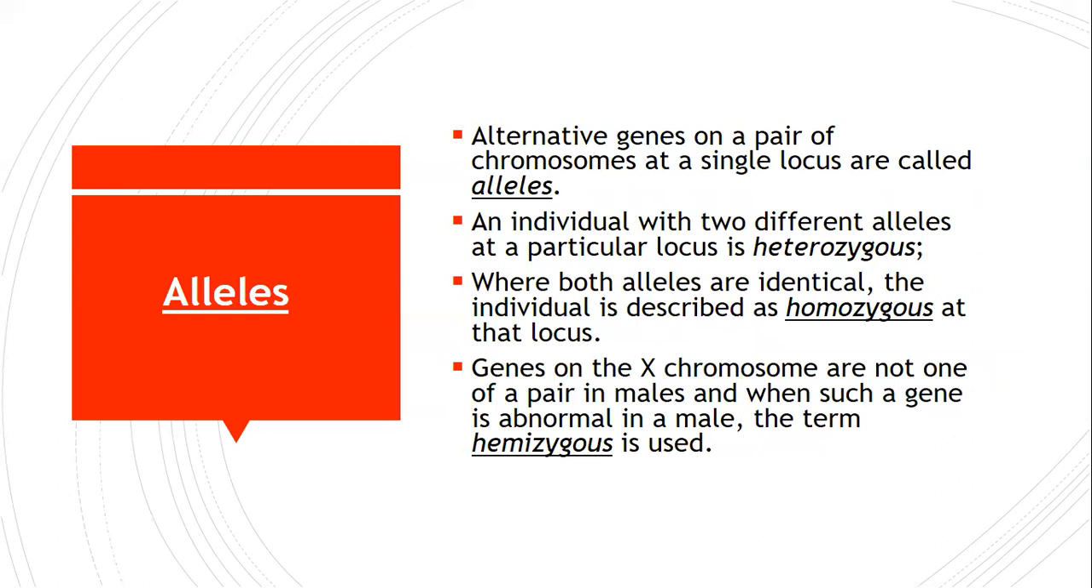So if both the genes inherited from the parents are similar, then that particular individual is homozygous for that allele. Gene loci on the X chromosome are not one of a pair in males, and when such a gene is abnormal in a male, the term hemizygous is used. So a particular gene, if present on the X chromosome of a male, and of course the similar copy is not seen on the Y chromosome, then that male will be called hemizygous for that particular allele.